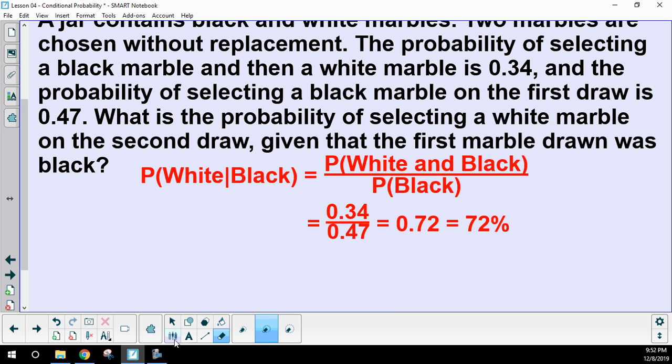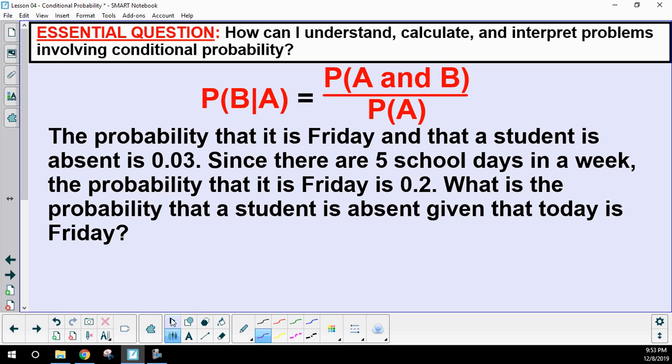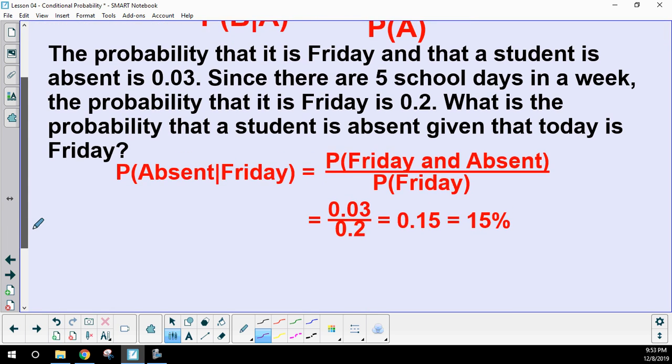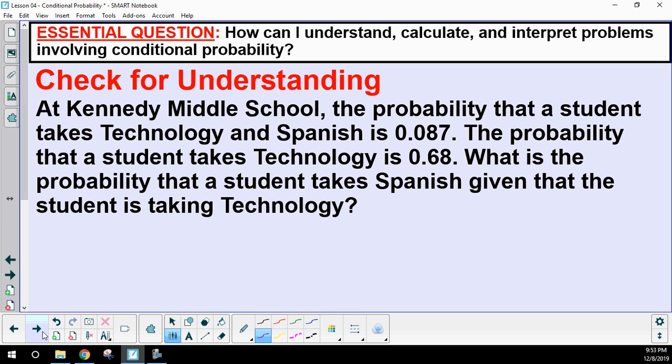Boop. The probability that it is Friday and that a student is absent is 0.03. Since there are 5 school days in a week, the probability that it is a Friday is 0.2. What is the probability that a student is absent given that today is Friday? Yep, that's right. 0.03 over 0.2. Get 15%. Which is probably typical because a lot of students like to take an early weekend. Beep. I think we're good here. Boop.